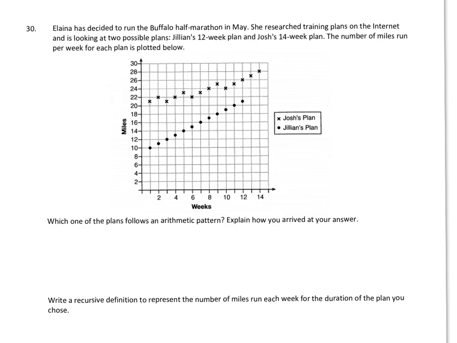Okay, so we see that we have weeks and we have miles. All right, so the first part, which one of the plans follows an arithmetic pattern? And explain how you know. Well, we know that an arithmetic pattern increases by a constant to get from one term to the next. So it looks like Jillian's plan here would be arithmetic because it's going up by the same amount each week.